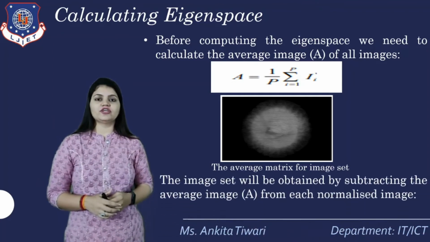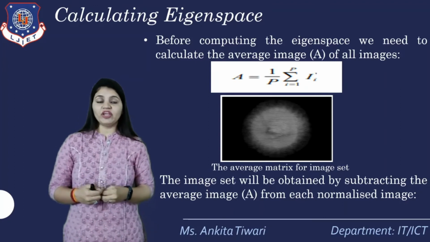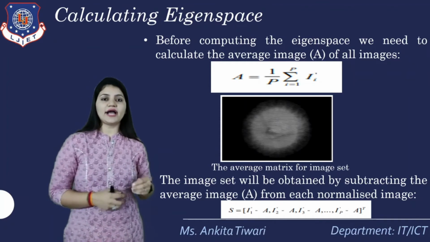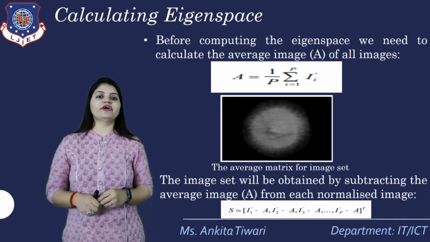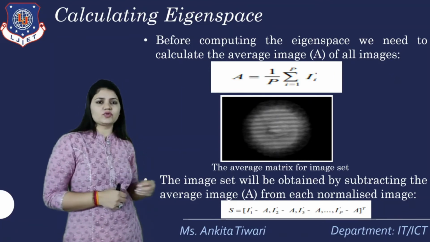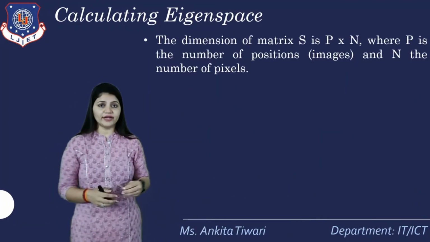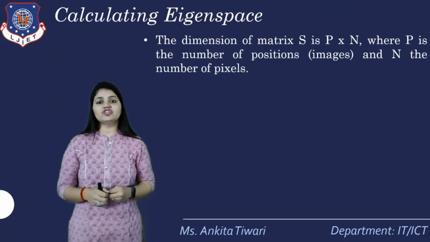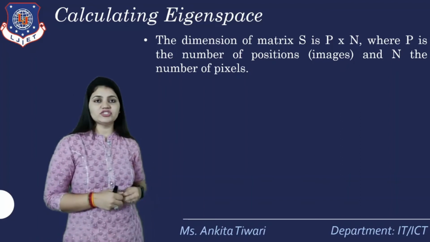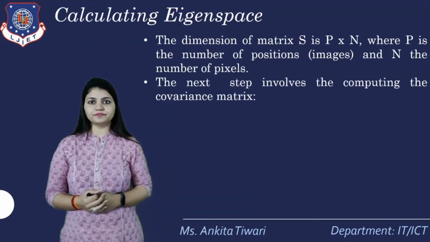Okay, so here the image set will be obtained by subtracting the average image A from each normalized image, and that is defined by the formula S equals I'1 minus A, I'2 minus A, I'3 minus A, till I'P minus A. So this is what the matrix S is. The dimension of the matrix S is P cross N, where P is the number of positions, that is images, and N is the number of pixels that we are taking for a particular dimension.